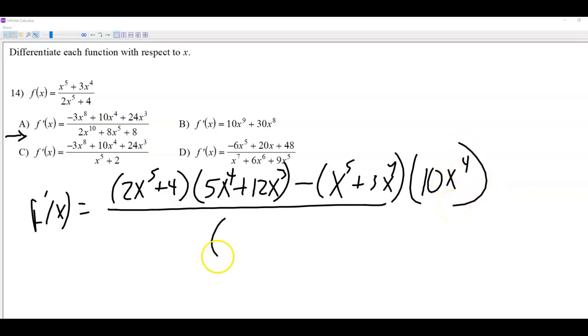Draw a line and square below. Oops, miswrote something there.